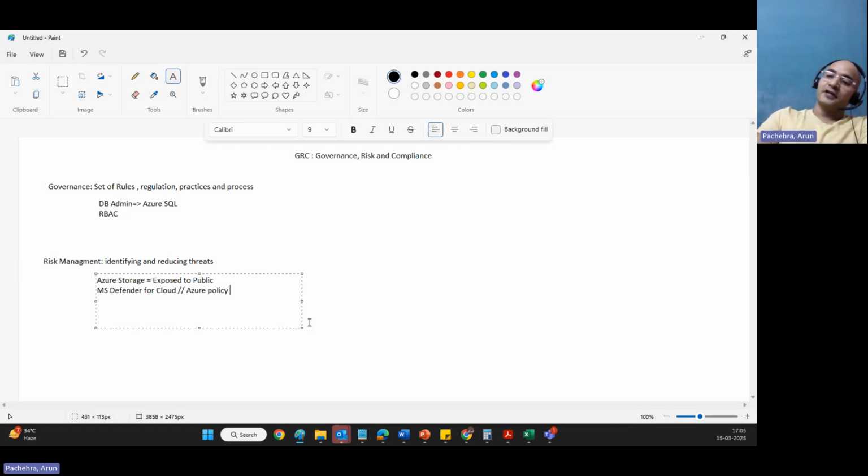So that is risk management. Now you know what risk management is. It's just identifying what the risks around are and reducing them. Now, what is compliance? Let's understand that.